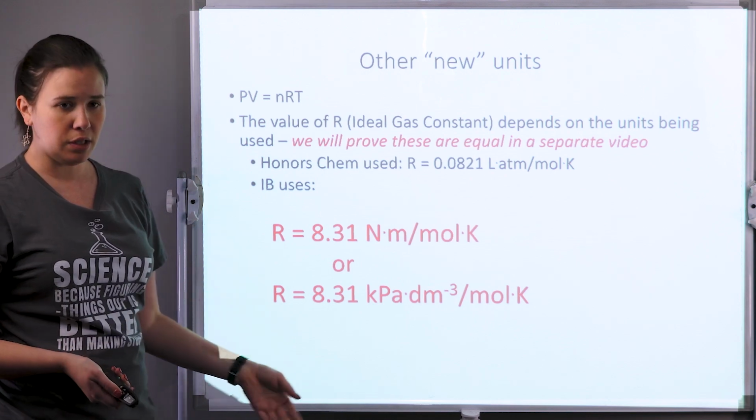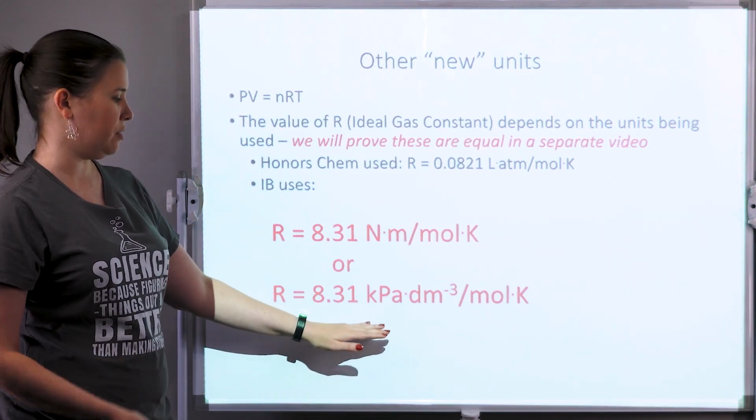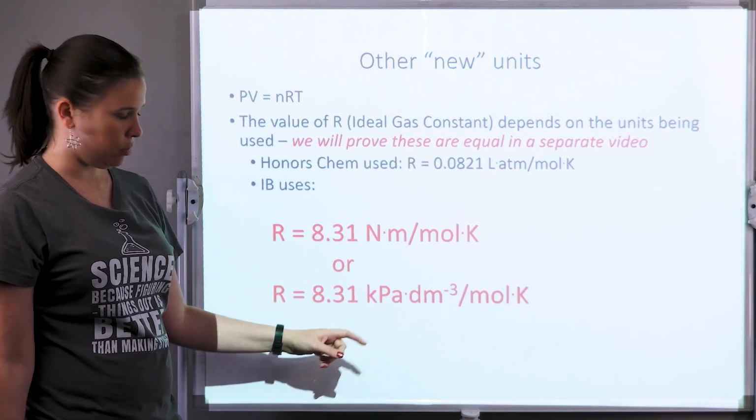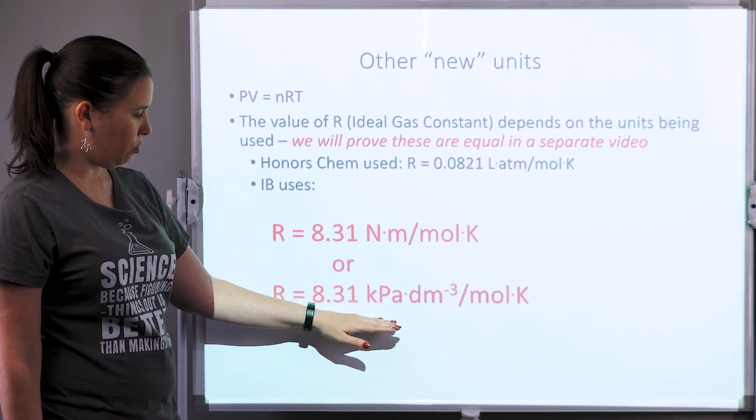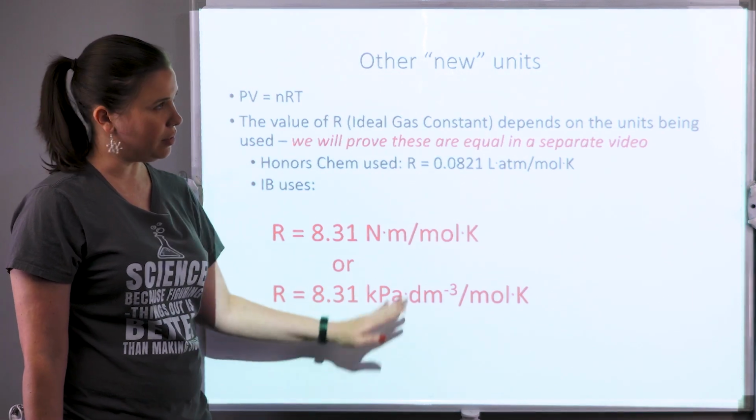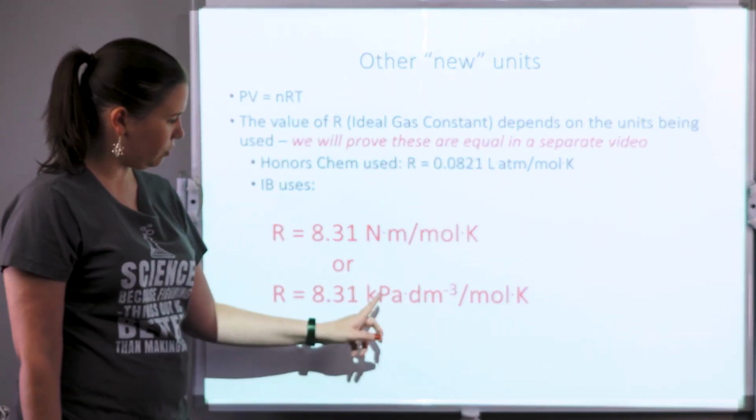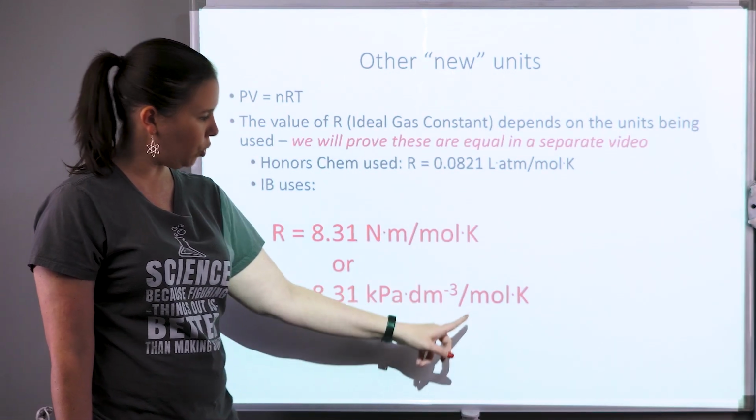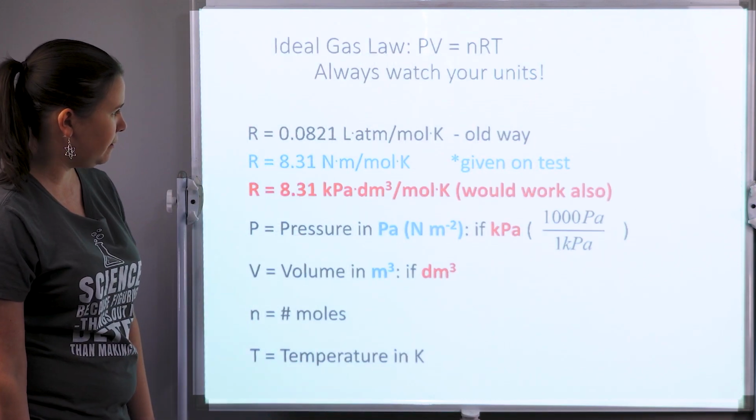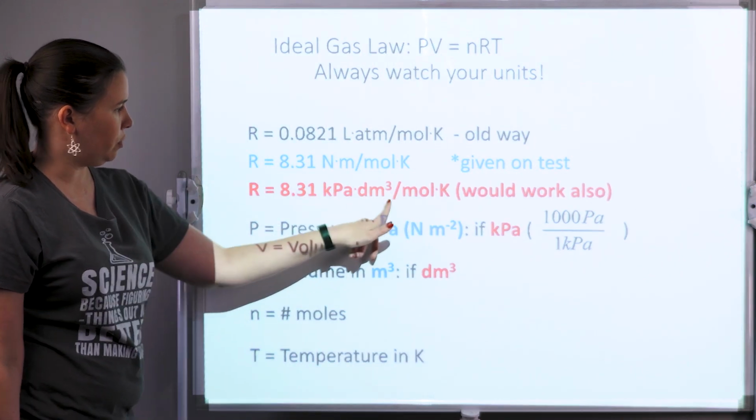8.31 newton meters per mole Kelvin. But another one that actually comes up, I think, almost more often, that can be kind of helpful, but you'd have to memorize it or be able to derive it, is 8.31 kPa decimeter cubed per mole Kelvin. That negative shouldn't be there. This would be kPa decimeter cubed per mole Kelvin. Let's see if it's fixed over here. Yes, so this would be correct here.